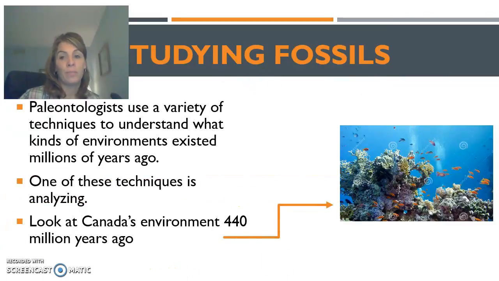Studying fossils. All right, paleontologists use a variety of techniques to understand what kinds of environments existed millions of years ago. One of these techniques is analyzing fossils. Look at Canada's environment 440 million years ago. Okay, at that time, much of Ontario was covered by a warm, shallow, tropical sea full of corals, trilobites, sea lilies, clams, and other creatures. What is Ontario like today? It certainly doesn't resemble a warm tropical sea. How can fossils provide information about a paleo environment?